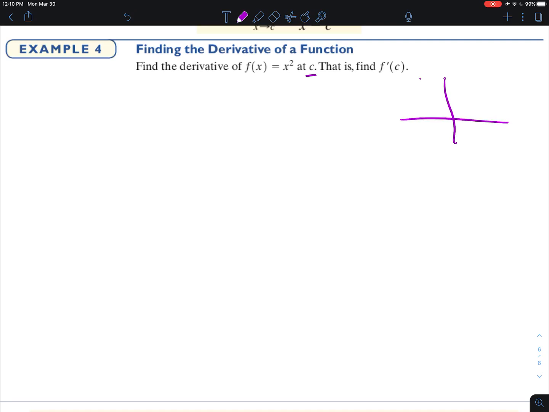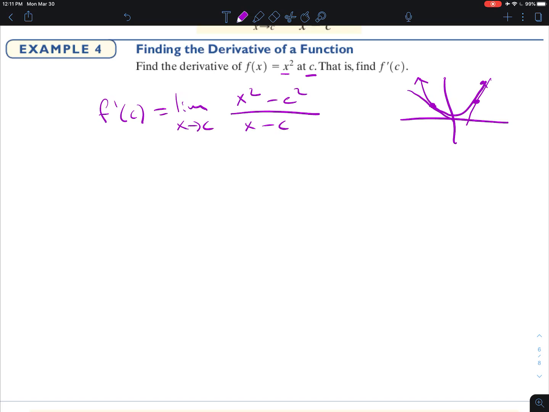I'll draw a quick sketch here. y equals x squared. Not brilliant. Looks like that. So what we're going to find is an expression that, if I plug in that value of c, I should get that tangent slope. It should work for any point. So the derivative at c is equal to the limit as x approaches c of the y value, and then plug in c into the function, that's f of c, over x minus c.